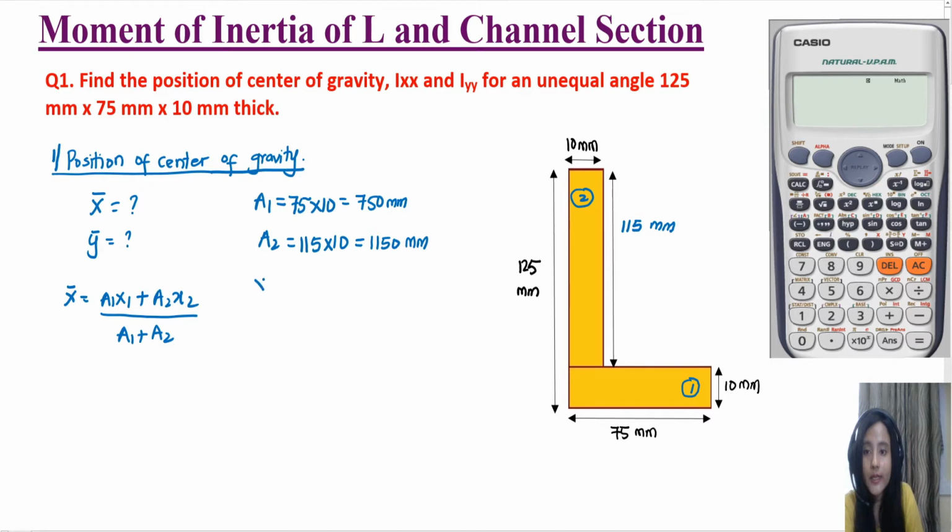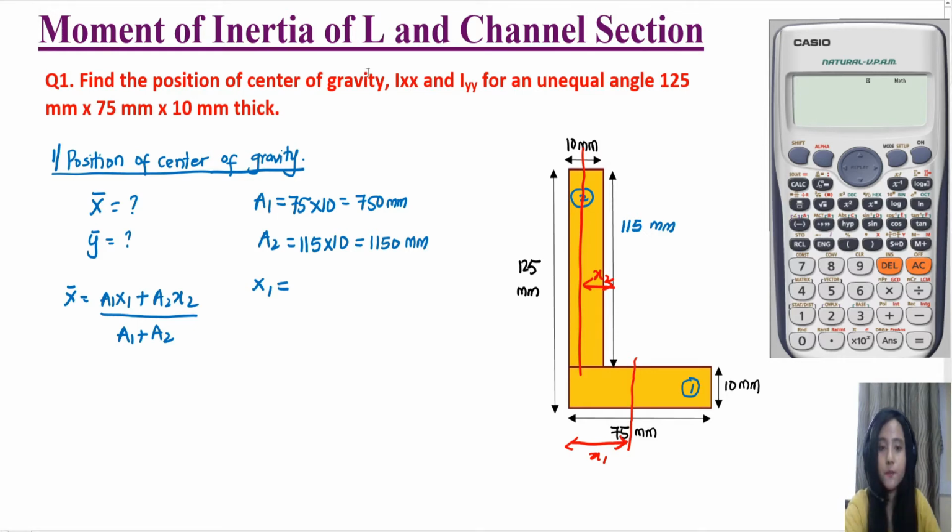Now if I have to find x1, for the first section here, let me just draw it here, x1 will be half of this section. Half of this section, this much, will be my x1. And for section 2, only half of this section till here. So this much, half, will be my x2. I hope it is clear, x1 and x2.